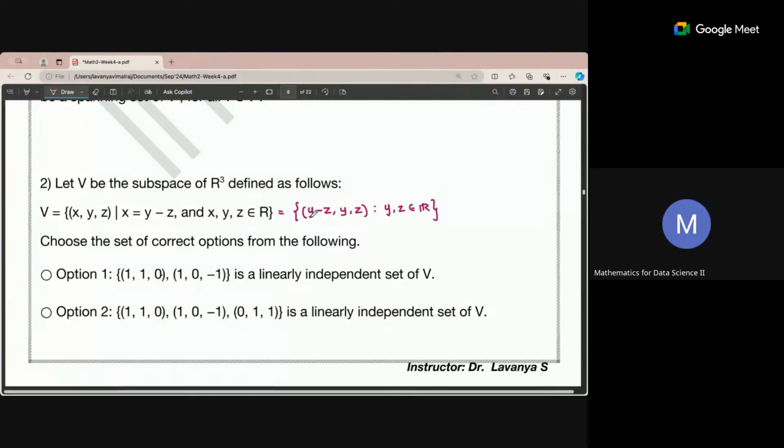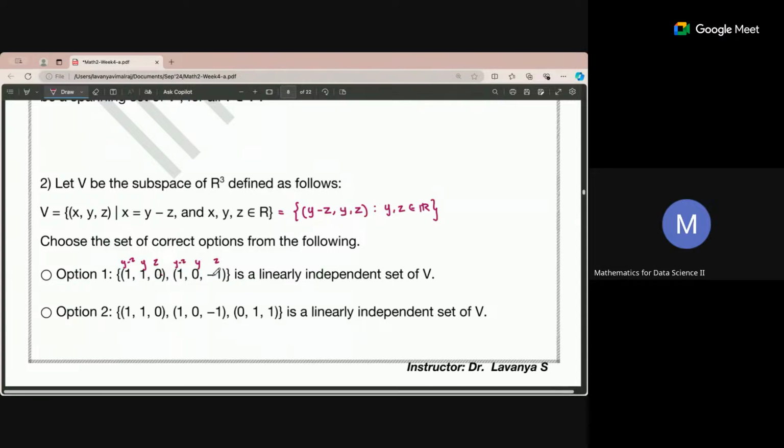1, 1, 0. Is it satisfying this condition? Yes, ma'am. So your y minus z is the first entry, second is y, and third is z. So this is your y, z, this is y minus z. Correct? Okay, so these two are entries from this set.